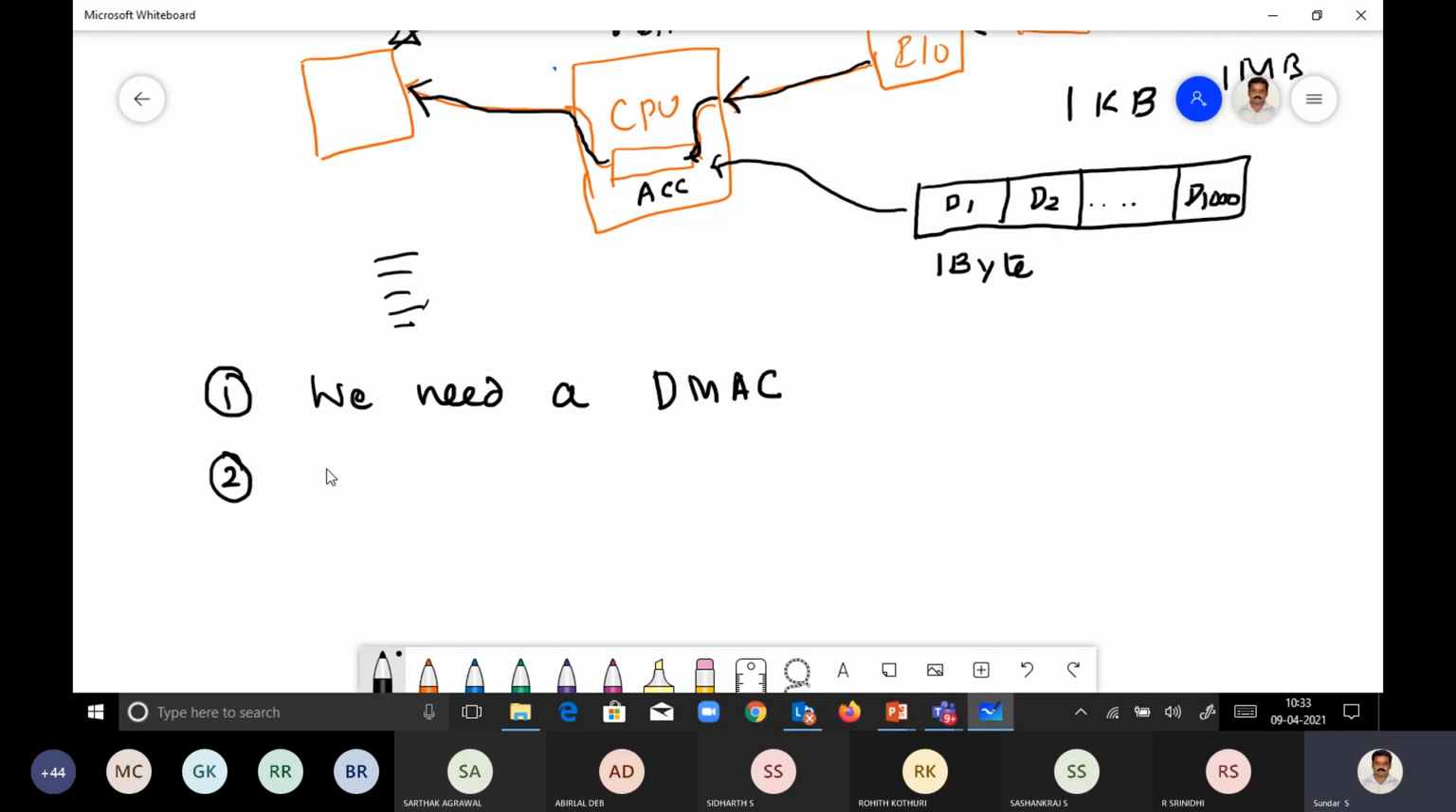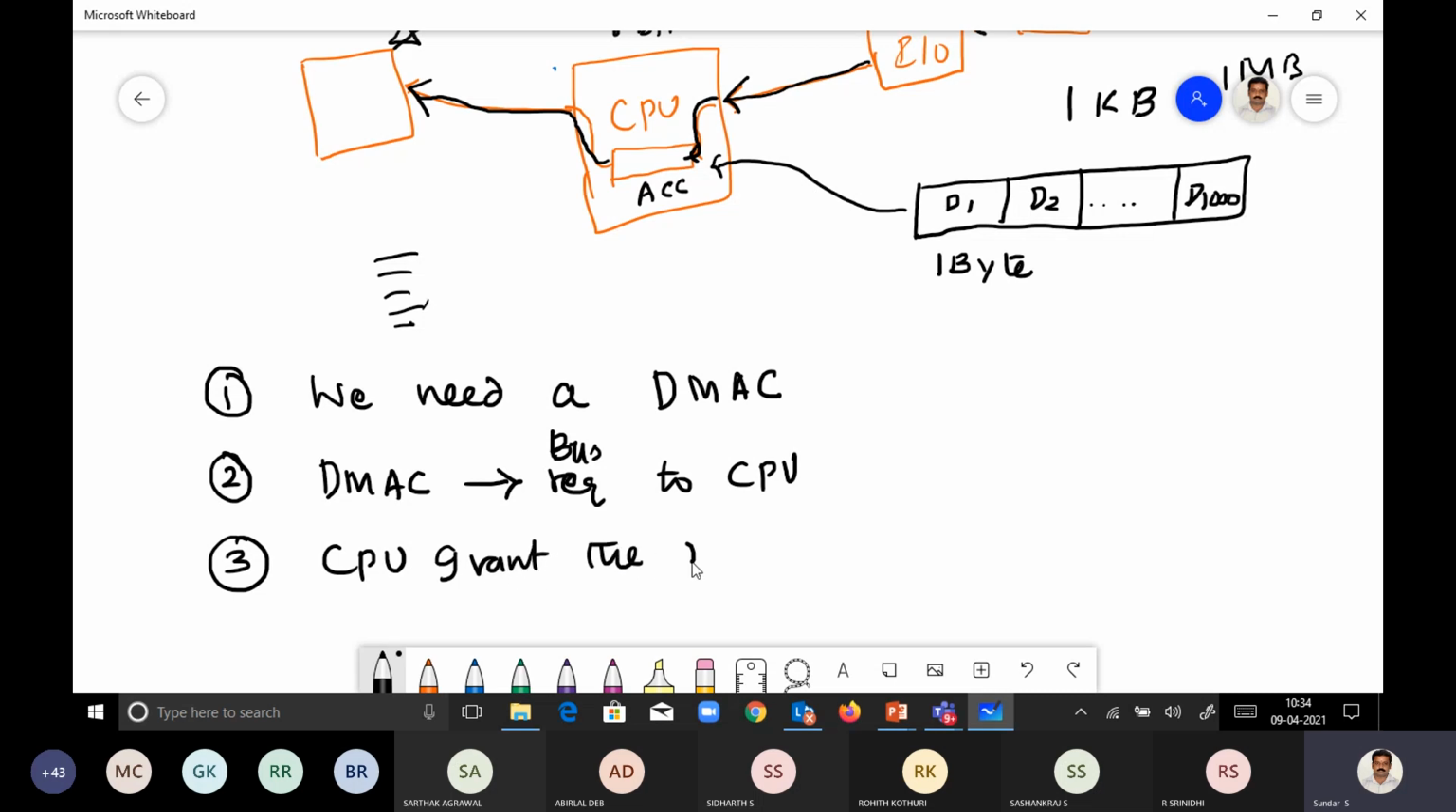Second, this direct memory access controller should send a bus request to the CPU, because this controller will not have any address bus or data bus. In an overall computer organization, the CPU is the master. CPU is holding all the control. CPU has the address bus and data bus. So the DMA controller is like an agent. It will not have an address bus or data bus, so it has to send a bus request to the CPU. Third, the CPU will grant the bus. The bus request will be granted by the CPU.